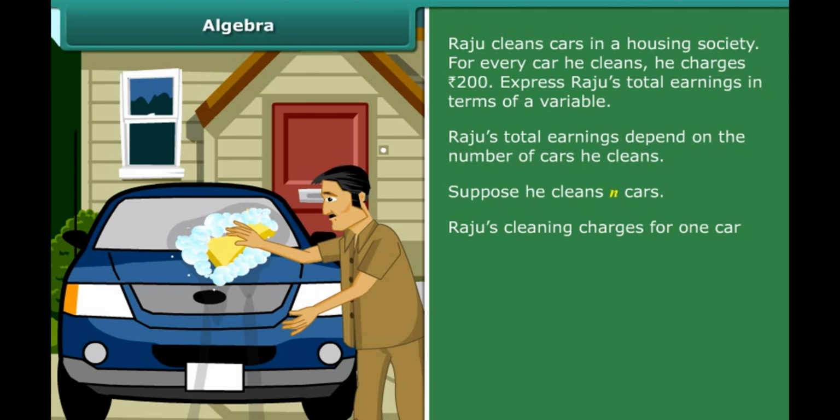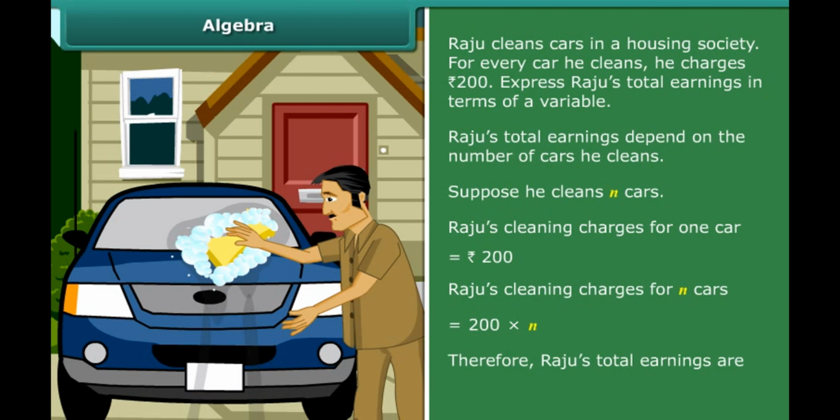Raju's cleaning charges for one car is 200 rupees. Raju's cleaning charges for n cars is equal to 200 into n. Therefore, Raju's total earnings are 200 n rupees.